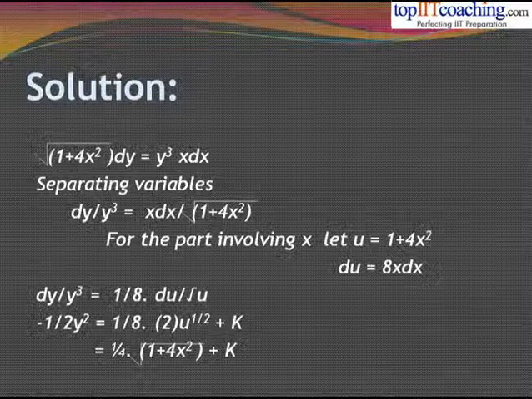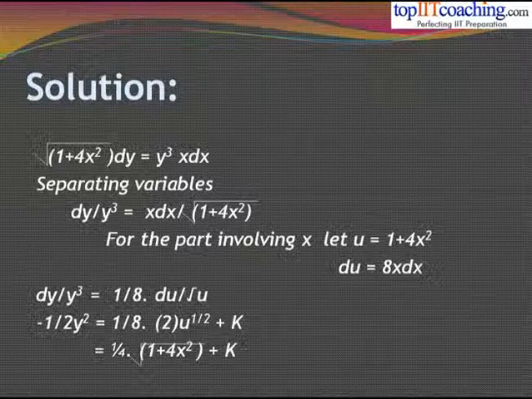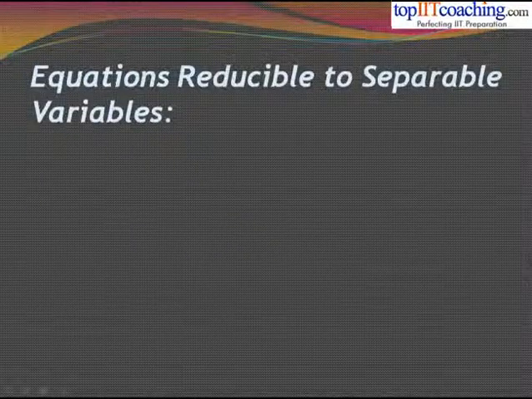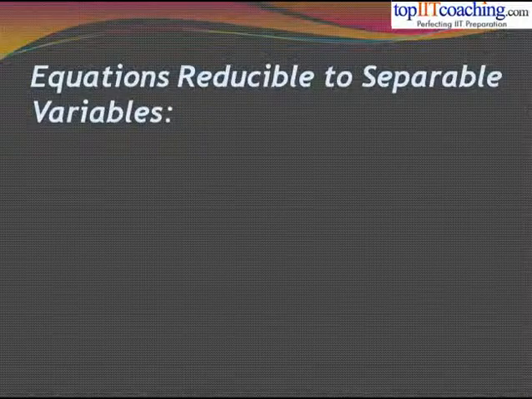So this was all about separable variables. Now, the equations reducible to separable variables. In this method, we won't be given directly a differential equation which could be solved by separable variables. Here we have to perform some trick or some modification so that the equation reduces to a form that can be easily solved by the method of separable variables. But how do we do that?